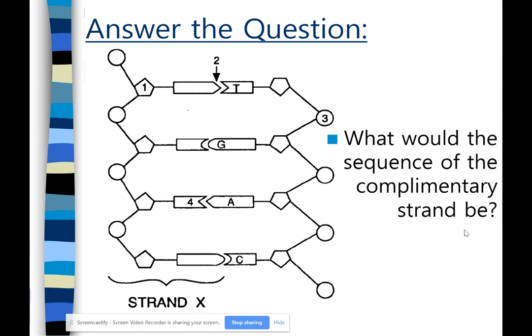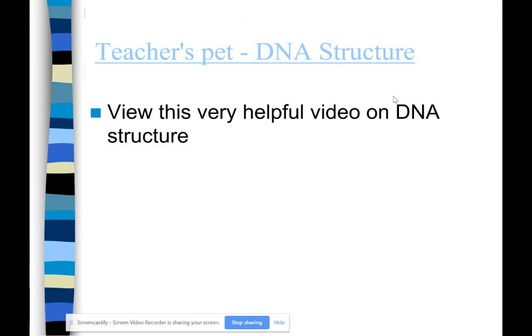So what would the sequence of the complementary base strand be? So if I gave you TGAC, what would you put in the complementary side? They call this the opposite side the complementary side. So you have to think in your head, what goes with T? What goes with G? What goes with A? And what goes with C? See if you can figure it out before I put up the answer. So a complementary would be ACTG.